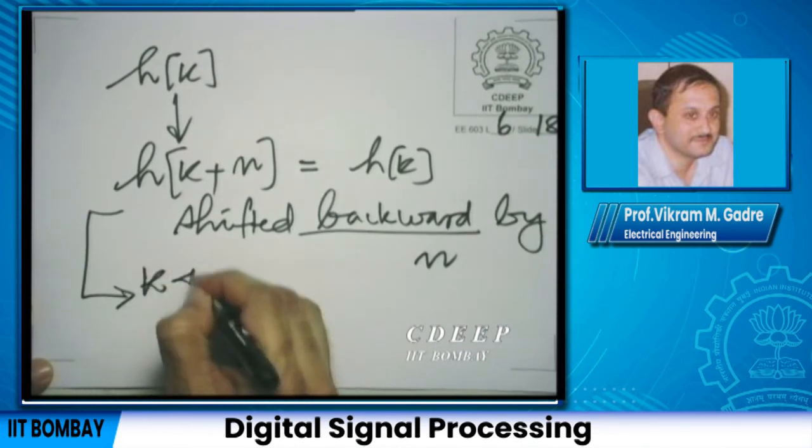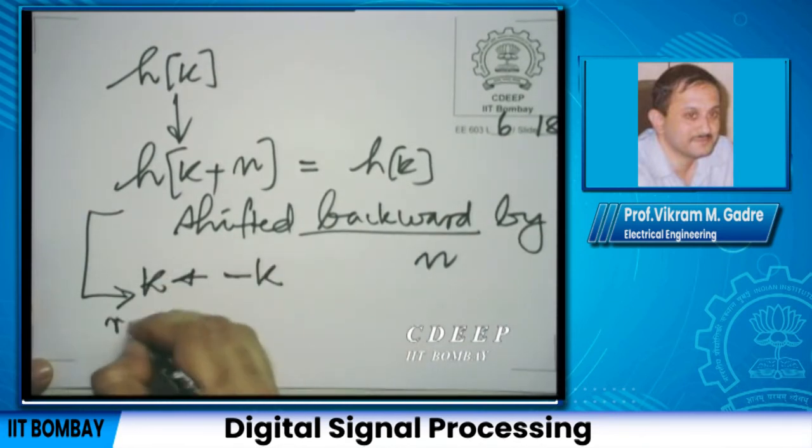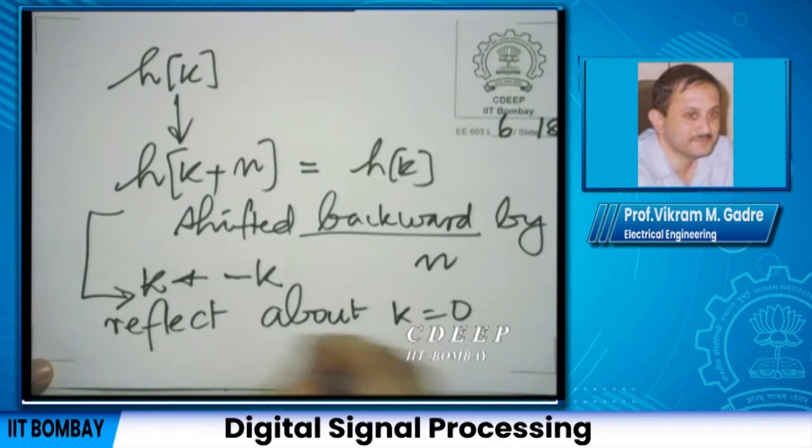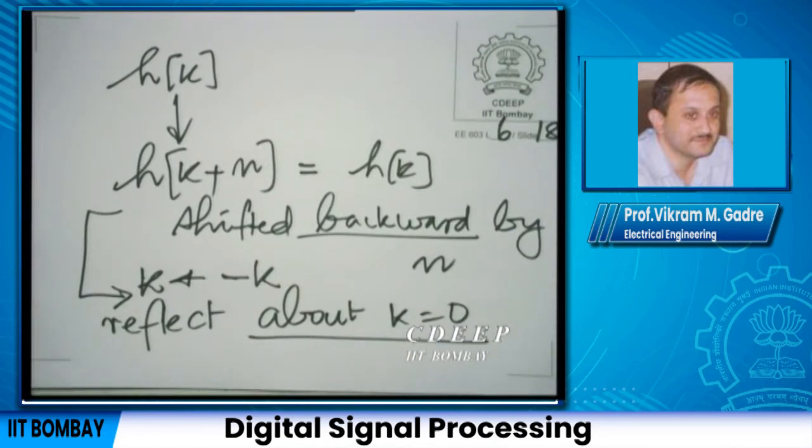So when we replace k by minus k, what we are doing is to reflect about k equal to 0. Replacing k by minus k essentially means switching every pair of points. For example, switching 1 and minus 1, switching 2 and minus 2, switching 3 and minus 3, keeping 0 where it is. So it really means you are making a mirror image of that sequence with the mirror placed at k equal to 0. Remember, the sequence that you are mirroring is h of k plus n. Alright. So we are mirroring h of k plus n, and we can now visualize what to expect.